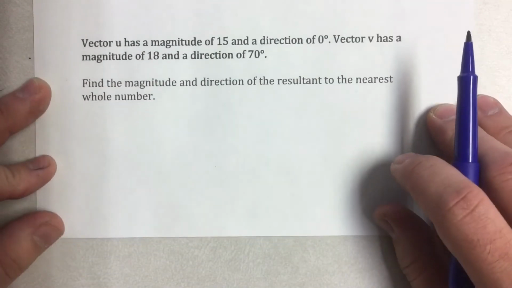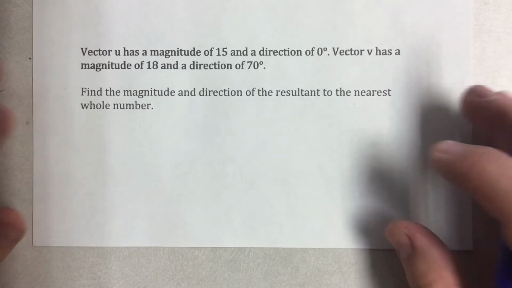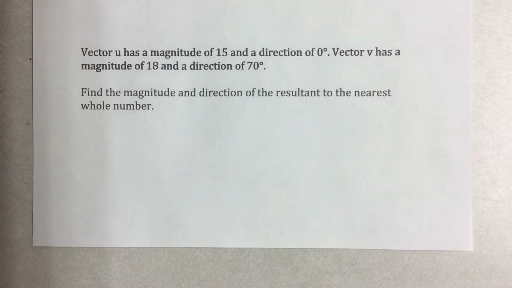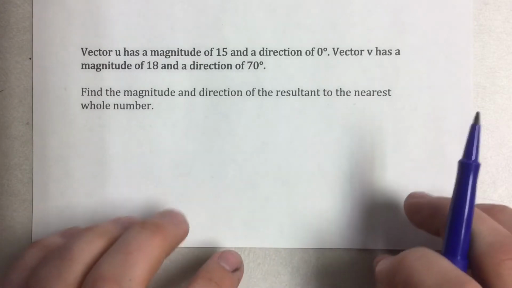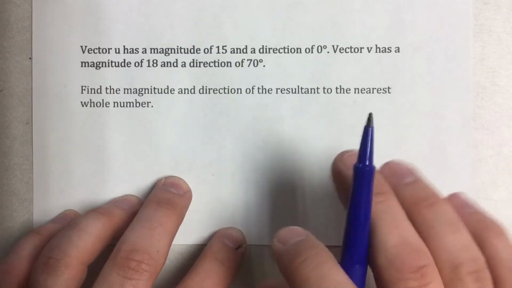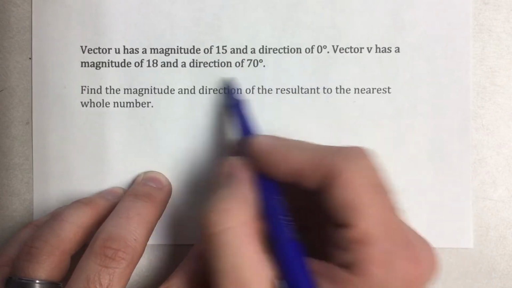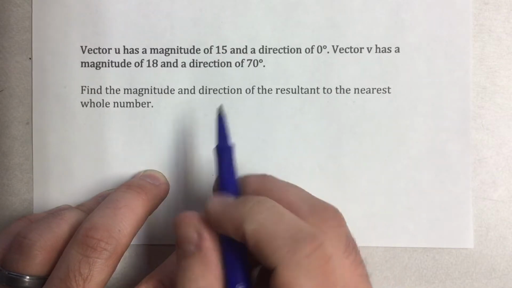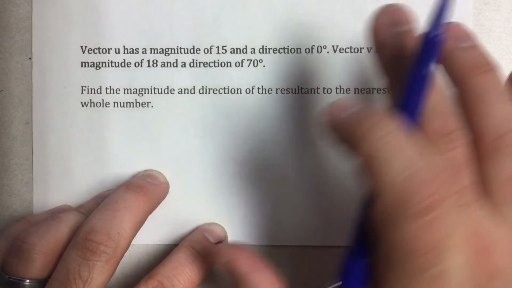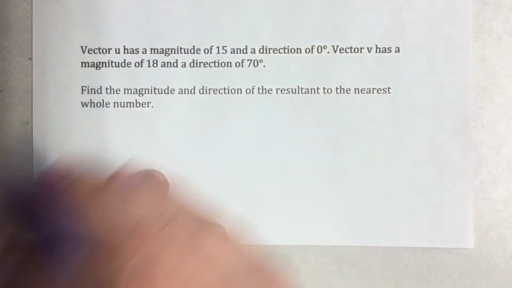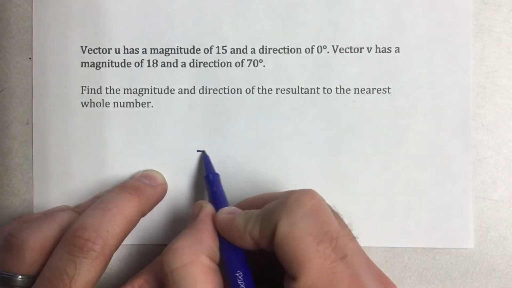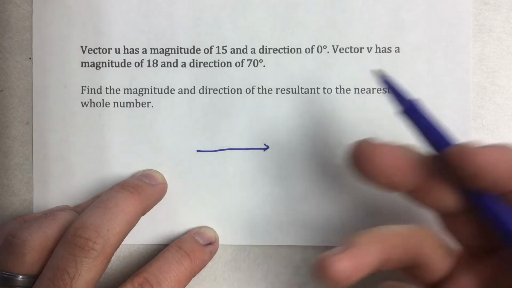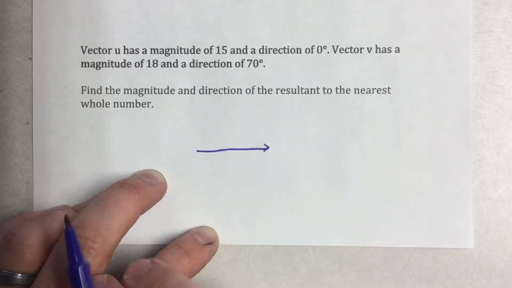Again, dealing with vectors. Vector u has a magnitude of 15 and a direction of 0 degrees. Vector v has a magnitude of 18 and a direction of 70. All right, so we're given angle measures, so we are limited in how we can draw this. This first vector is saying it's 0 degrees. Again, with bearing we saw 0 degrees was at one location. We're back to thinking that 0 degrees is horizontal, or flat, if you want to say it that way.